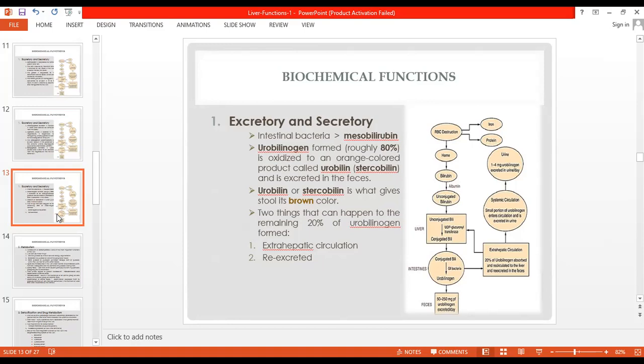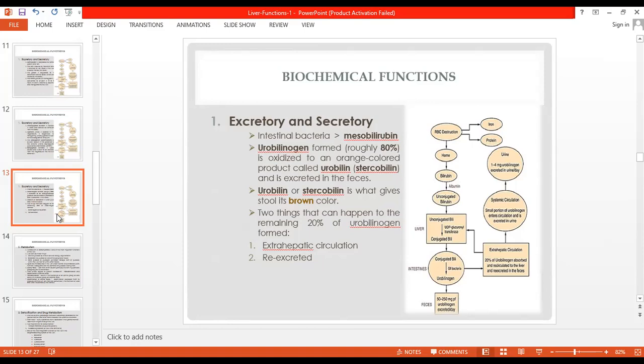Most of the urobilinogen formed, roughly 80%, is oxidized to an orange-colored product called urobilin or stercobilin, and it is excreted in the feces. The urobilin or stercobilin is what gives stool its brown color.